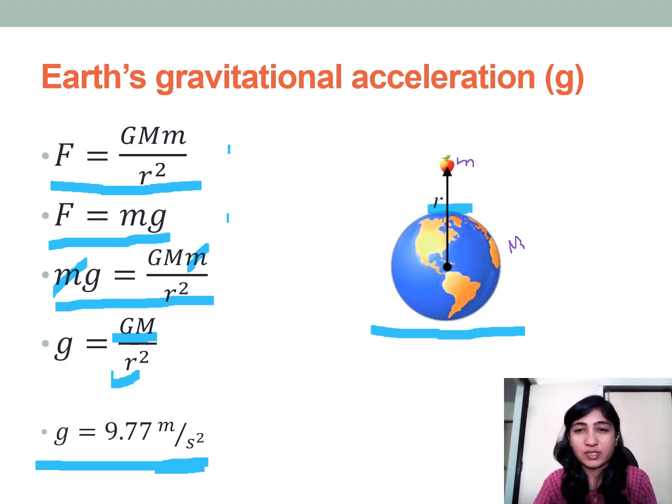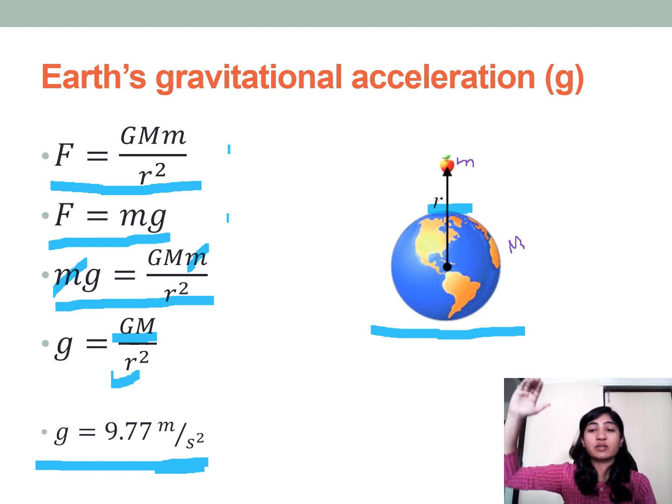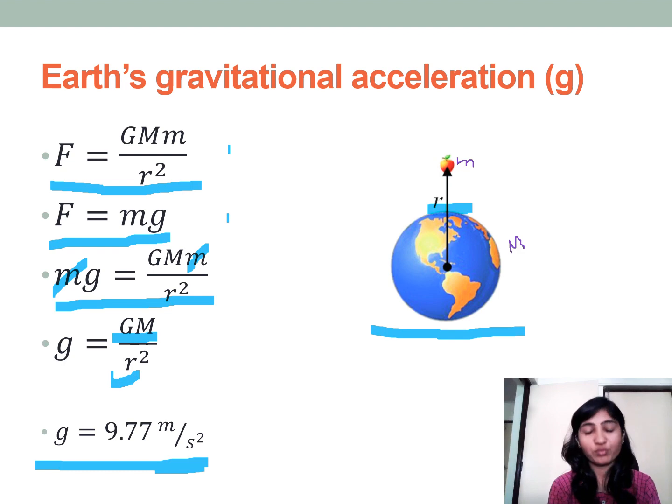So Earth's gravitational acceleration, from the previous slide we have seen that if there is gravitational force, there is gravitational acceleration, which is denoted by small g. It is a vector quantity, directed towards the center of Earth, right? And now we have derived it: small g is equal to capital G capital M upon r square. So g is equal to the gravitation constant into the mass of Earth upon r square, where r is the distance of the object from the center of Earth.